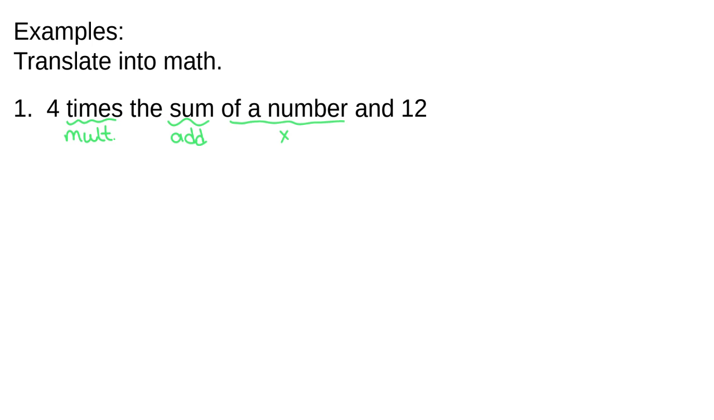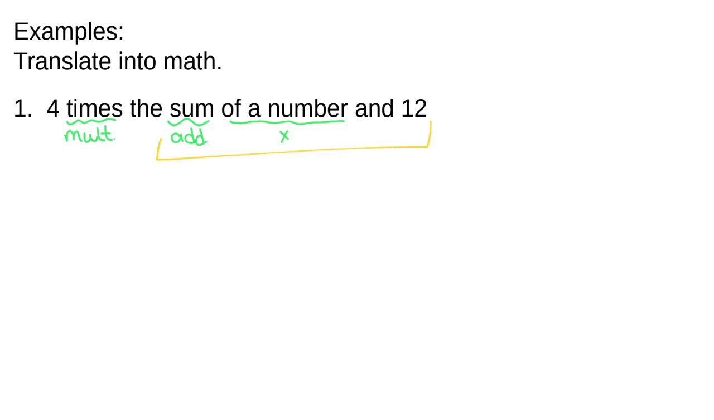Important thing here, though, the word sum. That tells me it's the answer to the addition problem. So let's read it again, but instead of the word sum, let's put in the answer to the addition. So 4 times the answer to the addition of X and 12. When you think about it like that, it means that we have to do 4 times the other stuff, the answer to what we get.